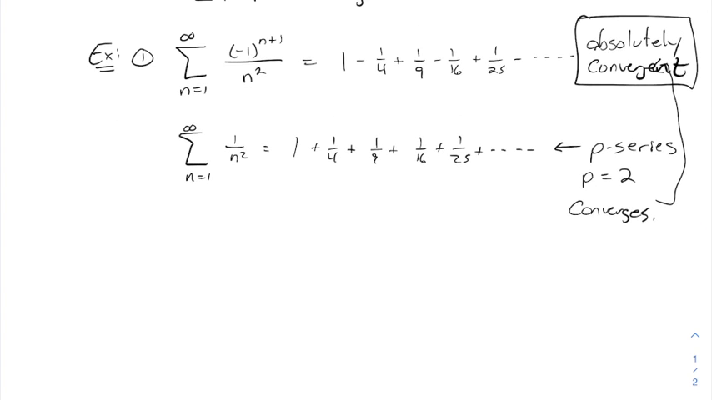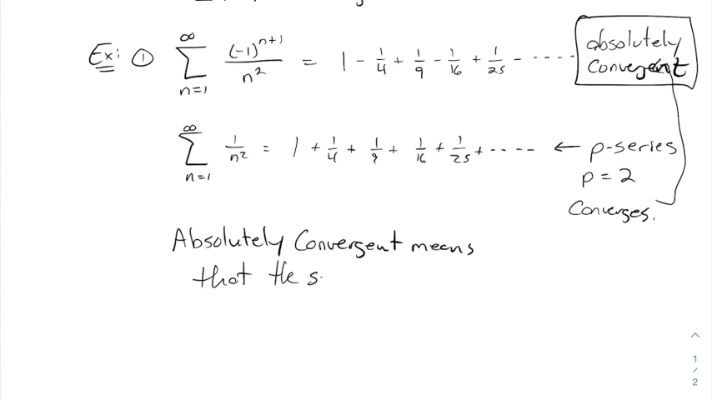The best way to think of absolutely convergent is this. Absolutely convergent means that the series converges even if we take the absolute value of all its terms.